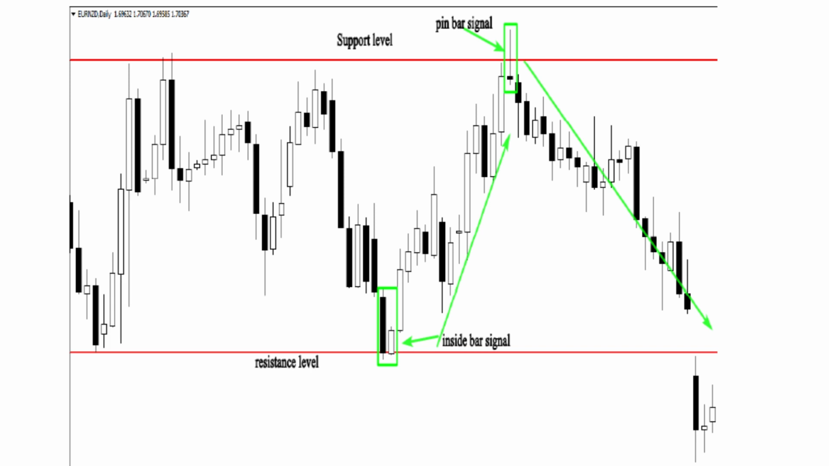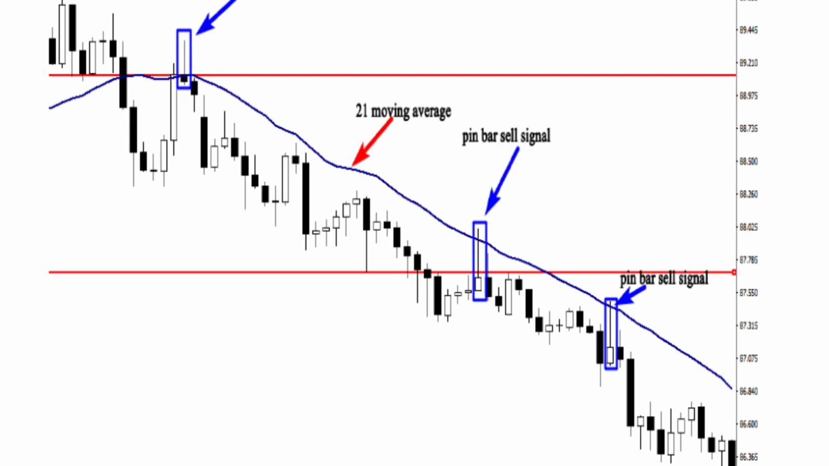As you can see in the chart, there are three powerful pin bar signals. When the market approaches the 21 moving average that acts as a resistance level, sellers reject buyers, and form a pin bar that gives us a good entry point.